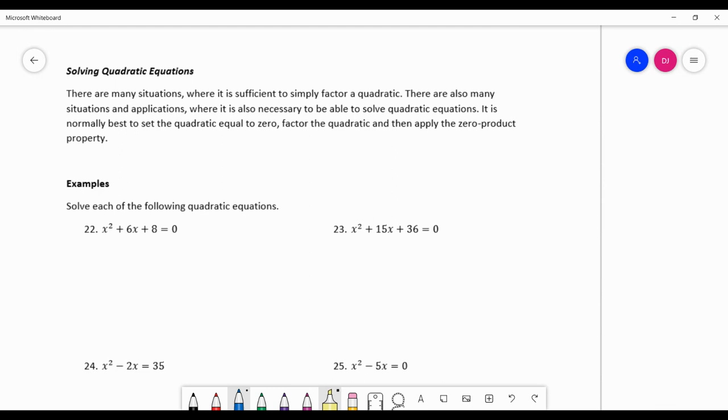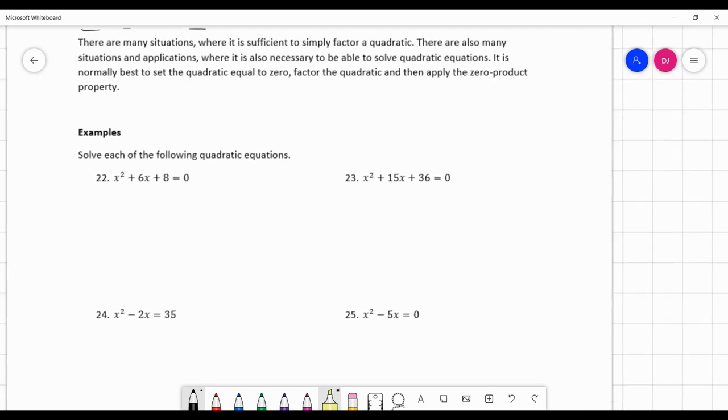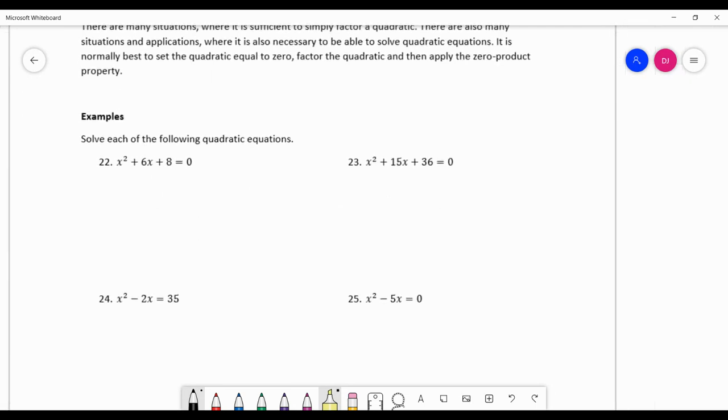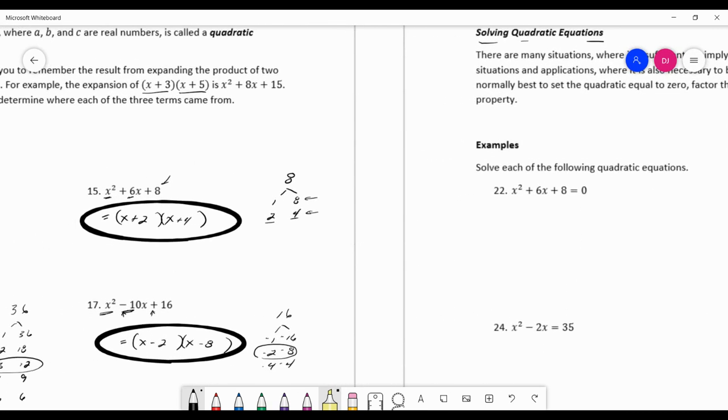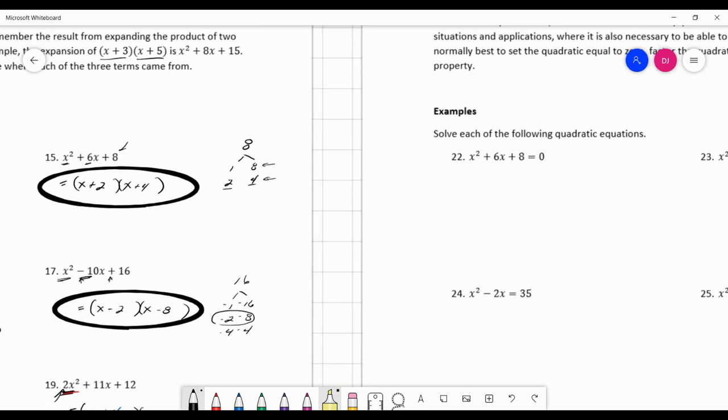Okay, why do I do all of this factorization? What's the purpose? The reason we want to do this is because we're going to need to solve quadratic equations. So look at number 22. Suppose what we have is x squared plus 6x plus 8. And we need to find what values of x will make this equal to 0. Now, x squared plus 6x plus 8 looks familiar. Yes, look at number 15. Let me leave this page right like this for a moment.